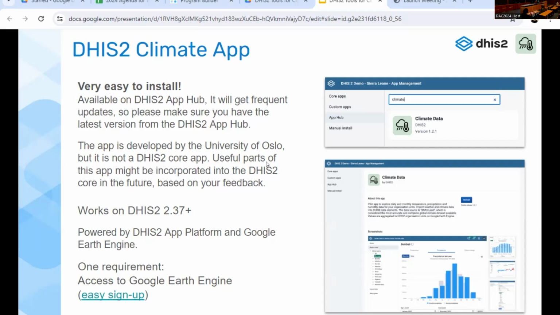The only requirement is that you need to have a key for Google Earth Engine. This is the same key we use for the Maps applications, for example, to access the population layers. So if you already have that key in place, it should work. And I see after we launched this app, a lot of countries have been requesting this key. So hopefully most of the countries here already have that in place.